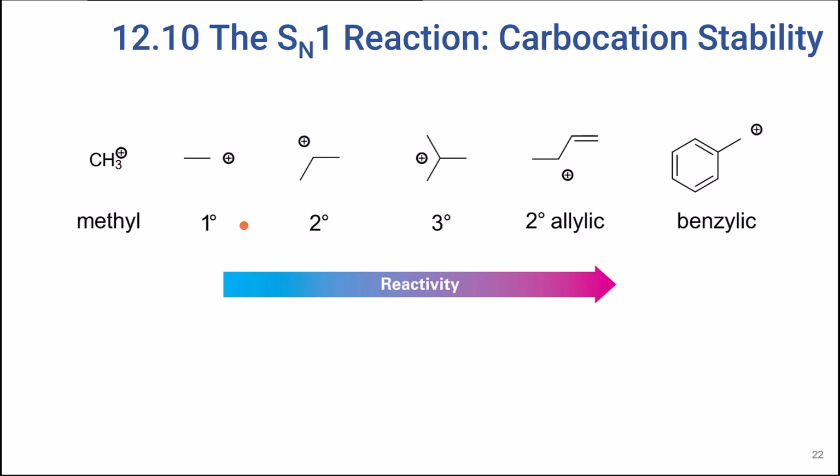We have methyl, the primary, secondary, tertiary, and then the one that is just a little bit more stable than the tertiary is the allylic carbocation. So that's the carbon next to the double bond. This is stabilized through resonance. And the benzylic is also resonance stabilized.